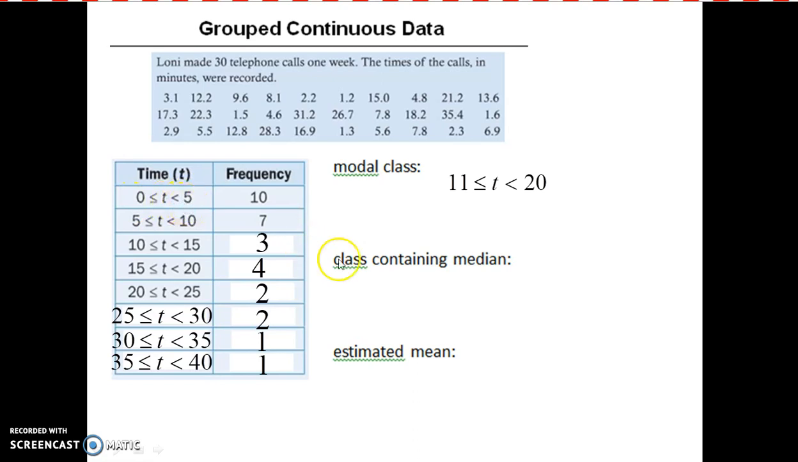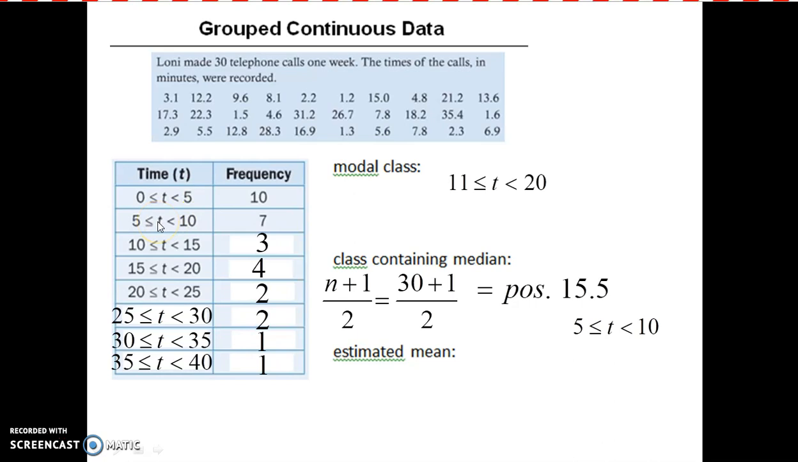That's our mode. Okay, the class containing the median. For the median, we find n plus 1 divided by 2. Here we have 30 pieces of data, 30 phone calls. 30 plus 1 divided by 2. It's 31 over 2, position 15.5. Here again, we're going to go through the table in order. Here we have 10 pieces of data. Here we have 7 pieces of data. So by the end of 10, we're already at 17 positions into our data, but we're looking for 15.5, so it must have occurred somewhere in here. So it's in that class 5 to 10.